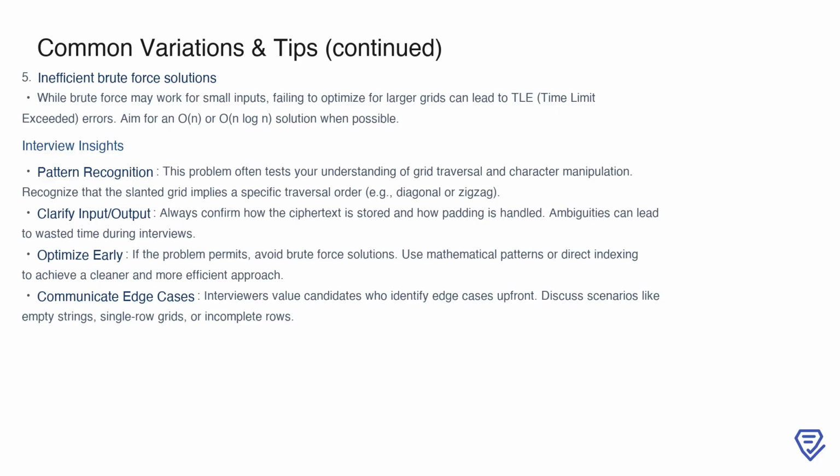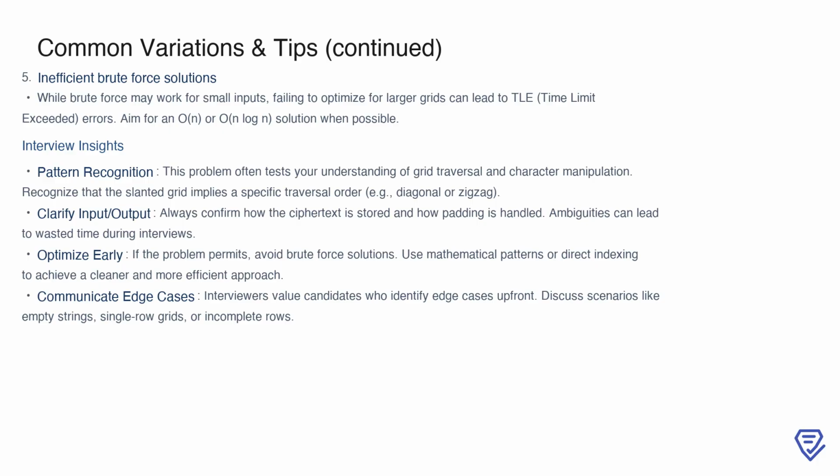It's also a good idea to clarify the input and output expectations up front. For example, confirm how padding is handled or the exact format of the ciphertext. This avoids unnecessary confusion. Furthermore, optimizing your solution early can save time during interviews. Skip brute force and look for mathematical patterns or direct indexing to streamline your approach. Finally, don't overlook the importance of discussing edge cases. Scenarios like empty strings, single-row grids, or incomplete rows are great opportunities to demonstrate your ability to anticipate and handle tricky situations.